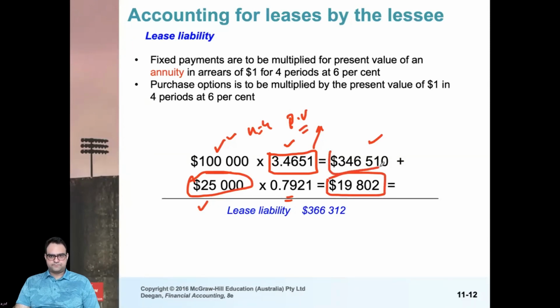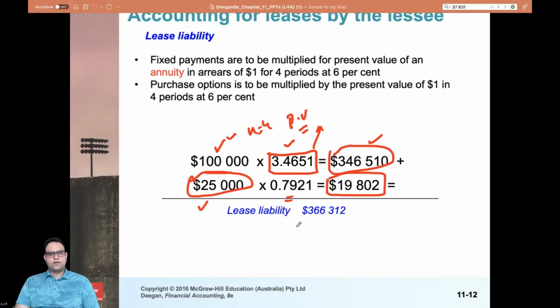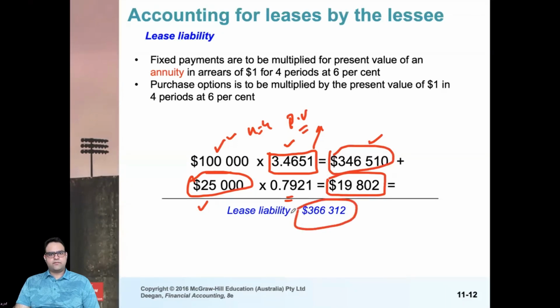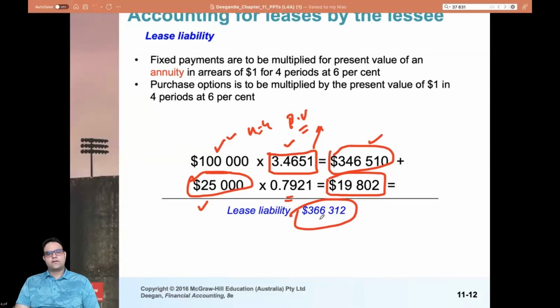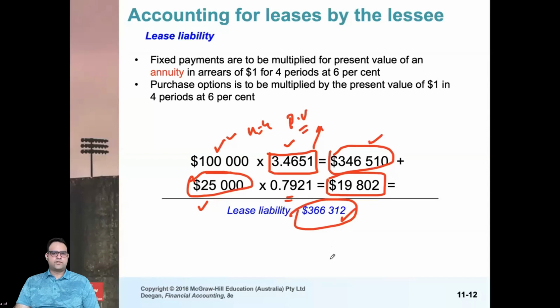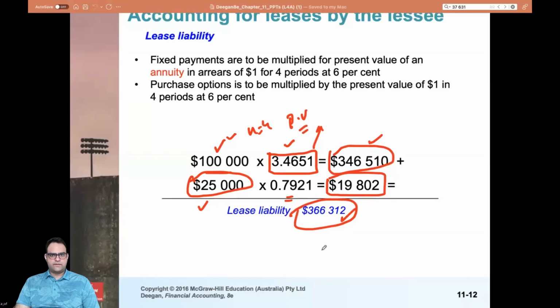19,802 plus 346,510, the total amount of the lessee liability will be 366,312. So this will be the total in US dollars.